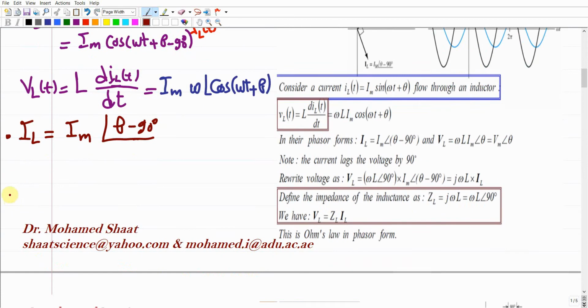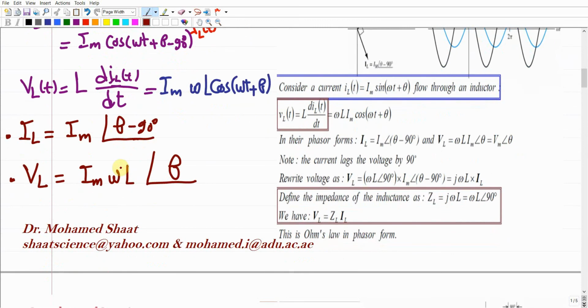So this is the phasor form for the current, and the phasor form for the voltage is going to be the magnitude of the voltage. All of this term is just the magnitude, so it's Im omega L, and definitely the angle is theta. As you can see, there is a difference in the magnitude, but forget about the magnitude, there is a difference in the angle. One leads the other, and one lags the other, or comes after the other. For this case, the current lags the voltage by 90 degrees. It comes after the voltage by 90 degrees because of the derivative.